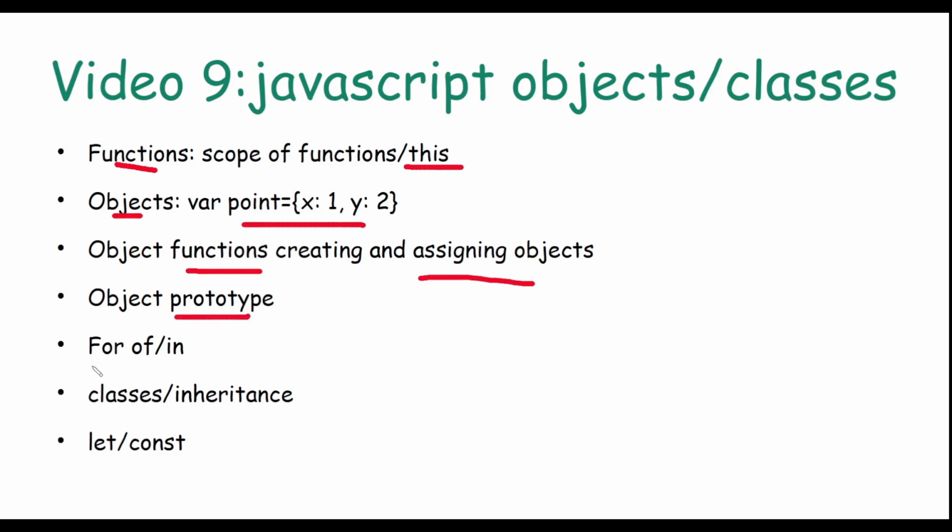Then we will use the for loop using these two keywords of and in, and we will see the difference between these two. And then I will introduce some new features which were introduced in 2015 in the ECMA 6 standards. These are classes, and I will show simple classes and inheritance. And then these two new keywords, let and const, which are used to define variables instead of using this var keyword here. Let's start coding.